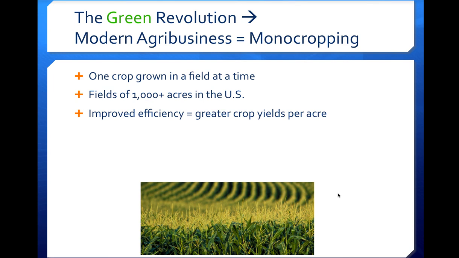And the benefit to monocropping is that we end up with improved efficiency. Improved efficiency means that we have higher crop yields per acre, which means that each acre of land is producing more food.